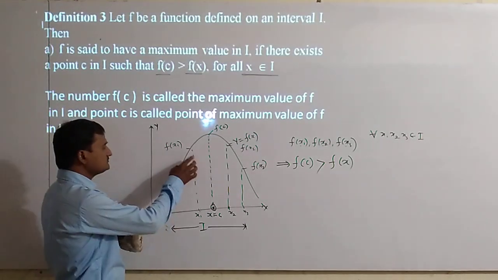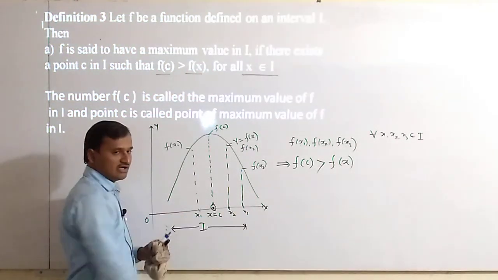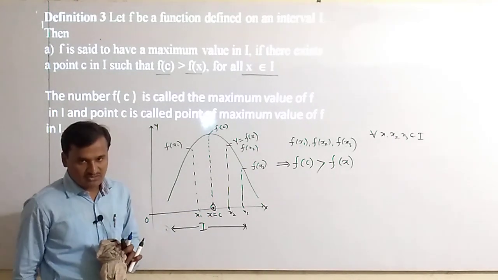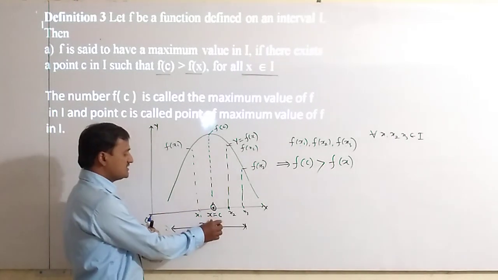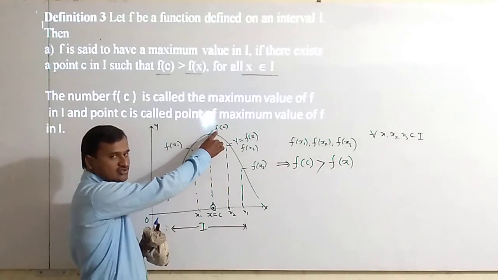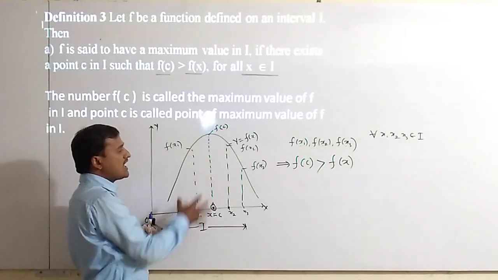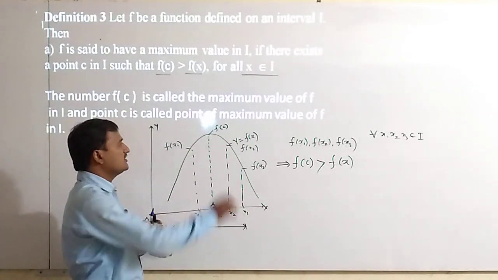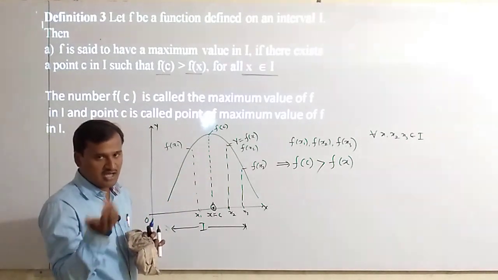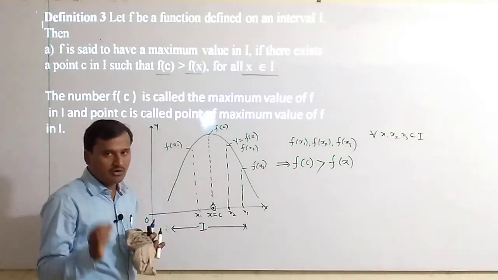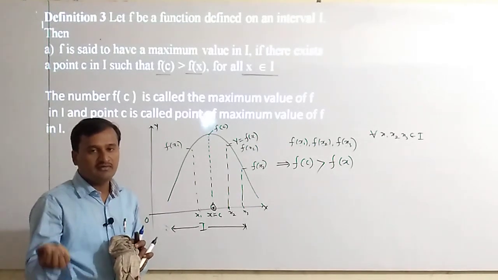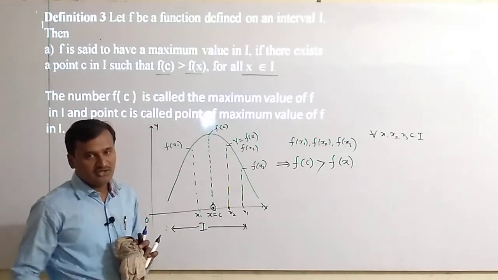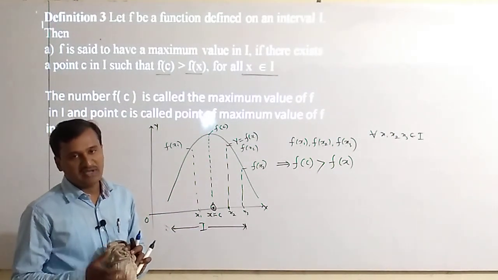So once again, here this is the given interval. In this interval there exists one point x equal to c, and its functional value is f of c. As compared to all the functional values in this interval, f of c is more, hence f of c is called the maximum value of the given function f, and this point x equal to c is called the point of maxima.